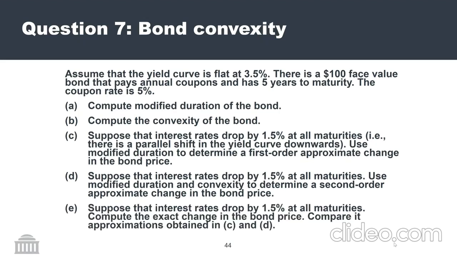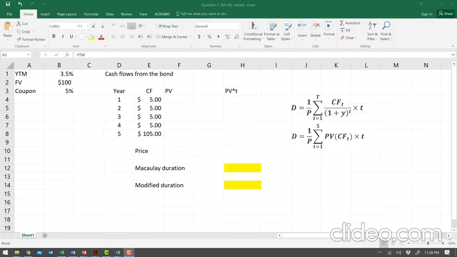And then in the last part, we'll compute the actual change in the value of the bond. And then we'll compare that actual change to parts C and D of the question and see how well both parts C and D approximate the actual change in the value of this bond. Let's start by computing the modified duration of this bond.